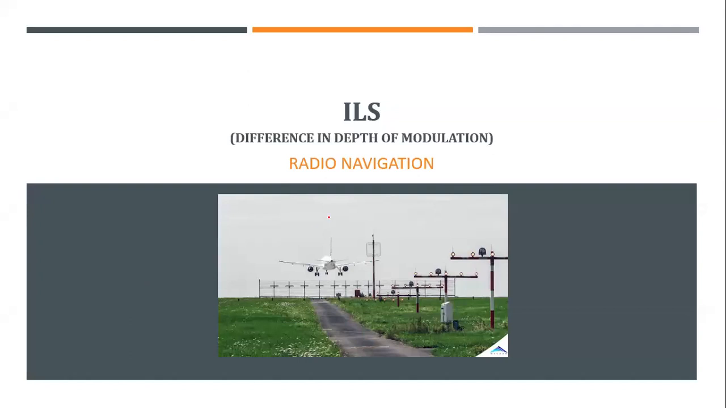So ILS, the full form of ILS is Instrument Landing System. As the word suggests, it is used for landing, making approaches, and that is its primary usage. On the screen, you can see that the difference in depth of modulation is the principle of operation of the same. And here you'll see the facility itself. These small areas are known as the localizer areas.